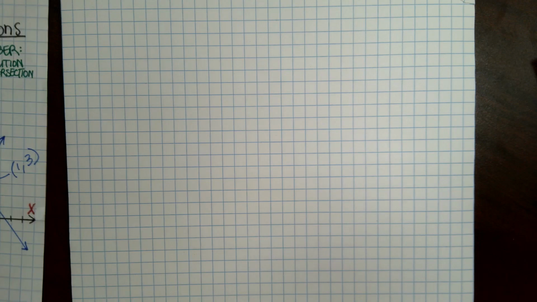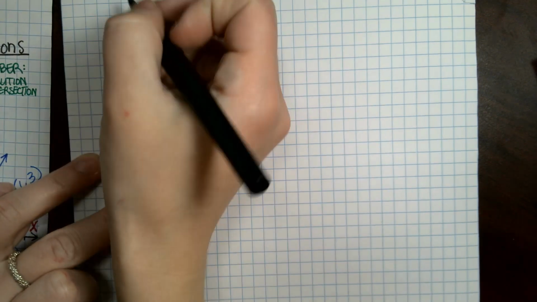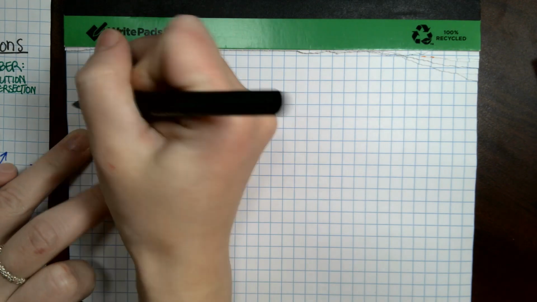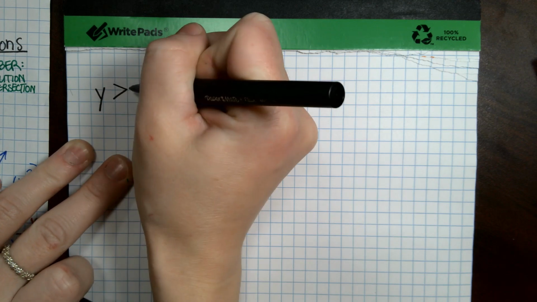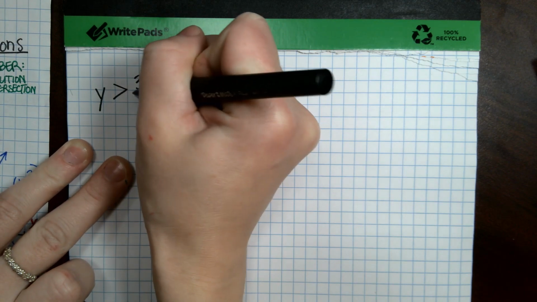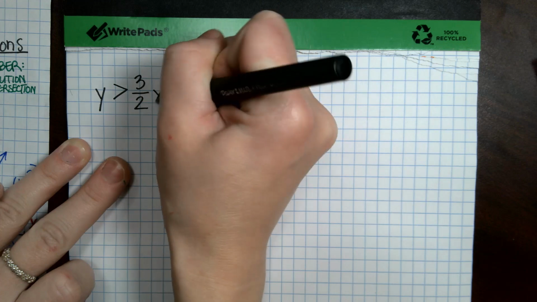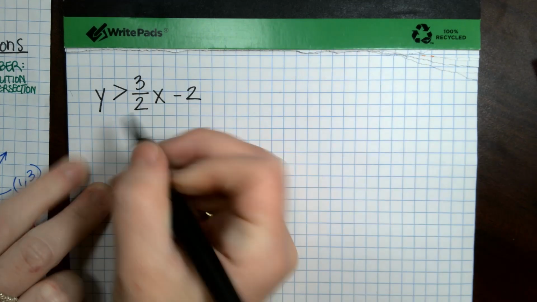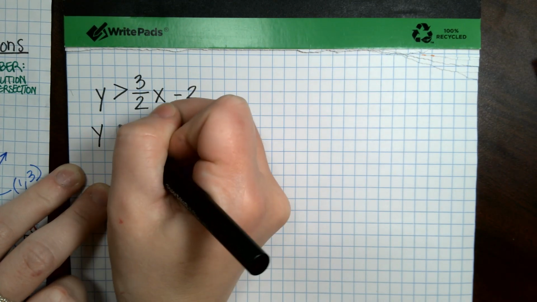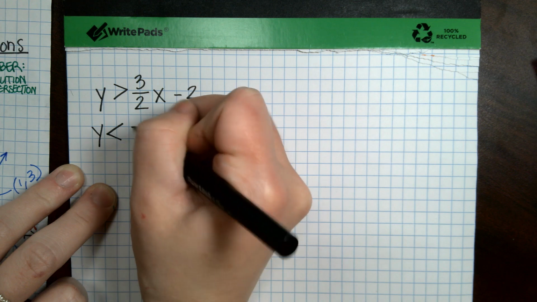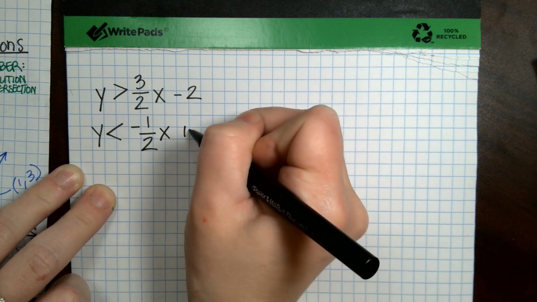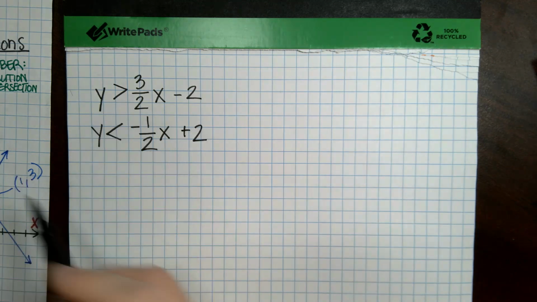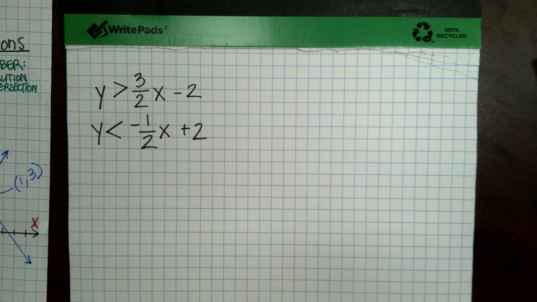2 inequalities. Let's do y is greater than 3/2 x minus 2, and y is less than -1/2 x plus 2.